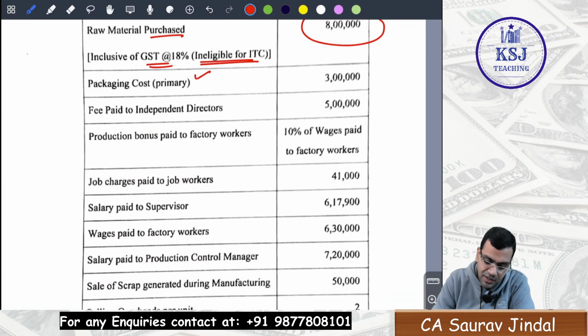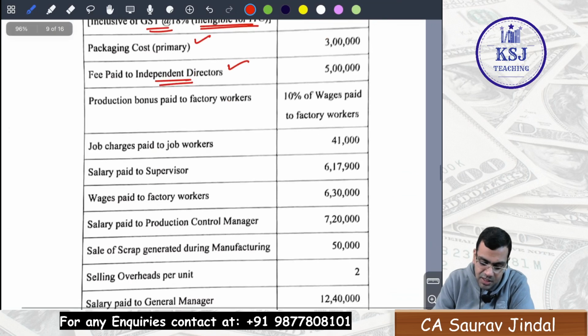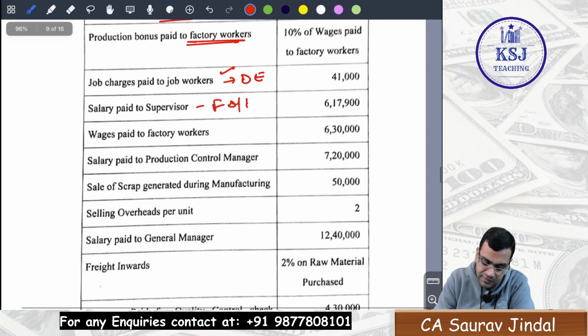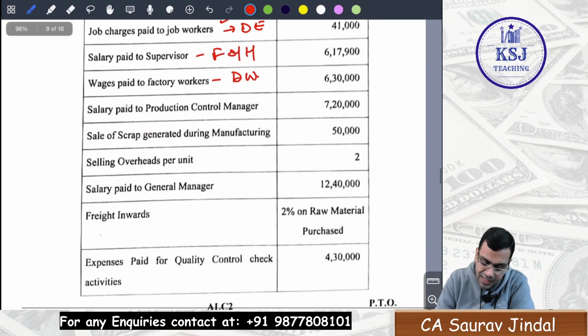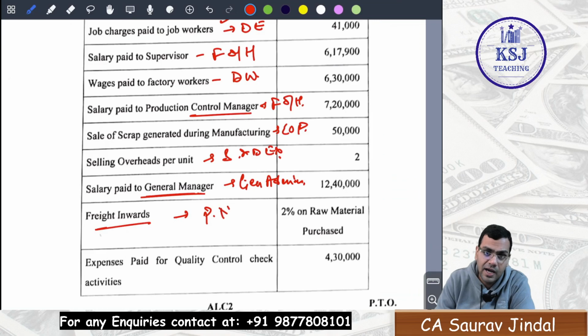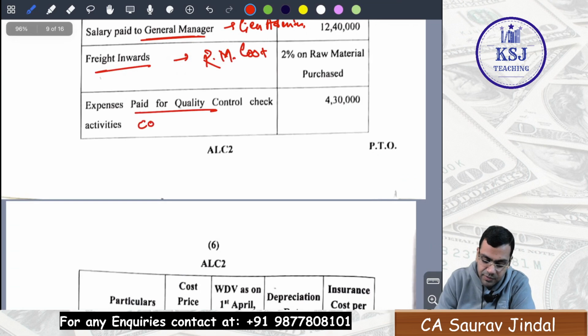Cost of production, fee paid to independent directors, general administration expenses, production bonus paid to factory workers, direct wages, job charges paid to job workers, this is your direct expense, salary paid to supervisor, factory overheads, wages paid to factory workers, direct wages, salary paid to production control manager, factory overheads, sale of scrap generated during manufacturing, cost of production, selling overheads per unit. So this is your selling and distribution expenses, salary paid to general manager, general admin overheads, cost of sales, freight inwards, this will be your RM cost. RM cost, expenses paid for the quality control check, cost of production, right?